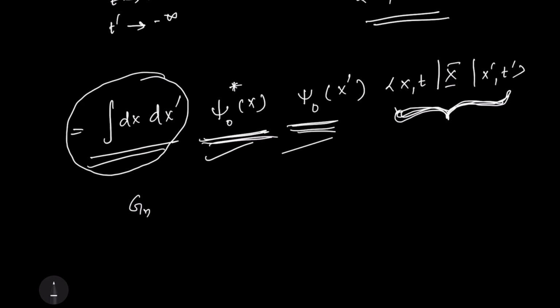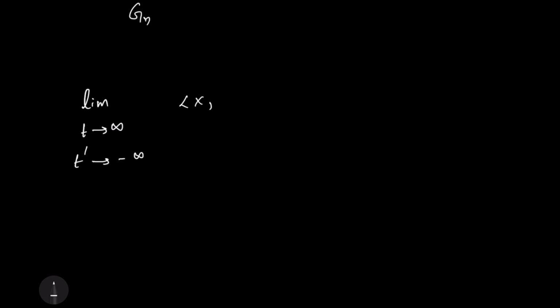Okay, so the new trick, which is specific to vacuum state. I will start, for example, with the limit t tending to infinity, t prime tending to minus infinity, of x t and x prime t prime. So I start with inserting the identity here and here.